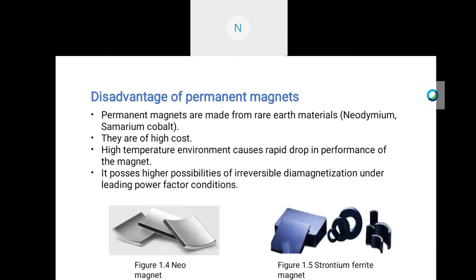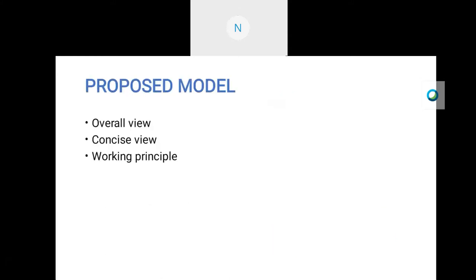I have explained all these things in some next slides. Here I am showing a neodymium magnet and a strontium ferrite magnet. We are using a strontium ferrite magnet for this purpose. I will explain how the ferrite magnets work better in some conditions than rare earth magnets in the following slides.